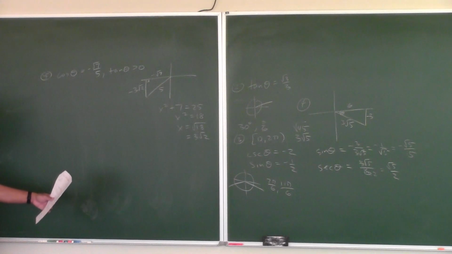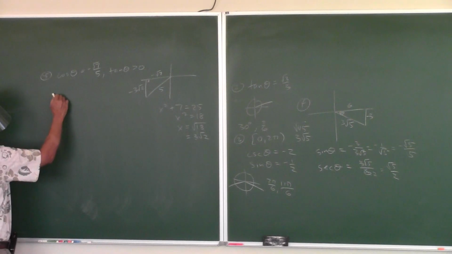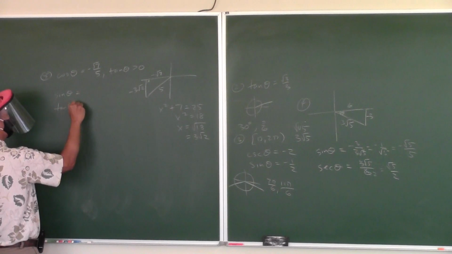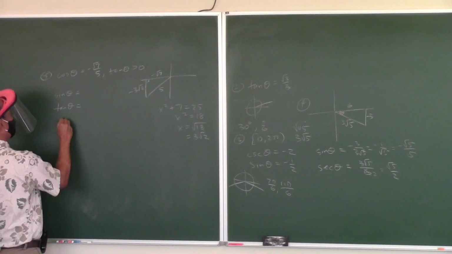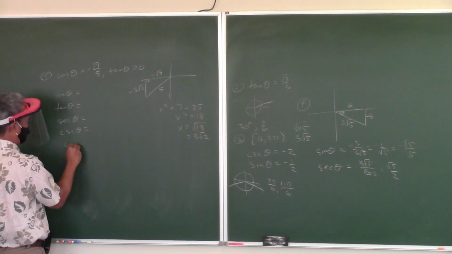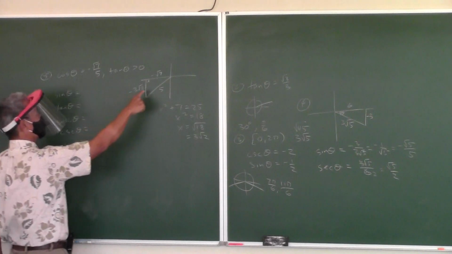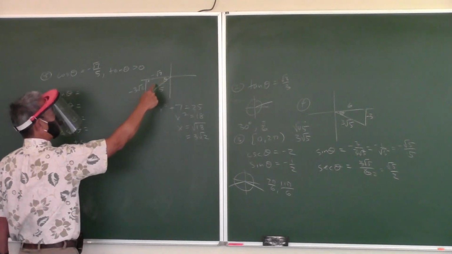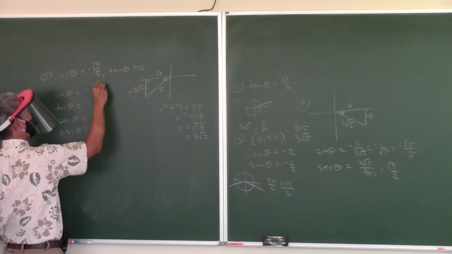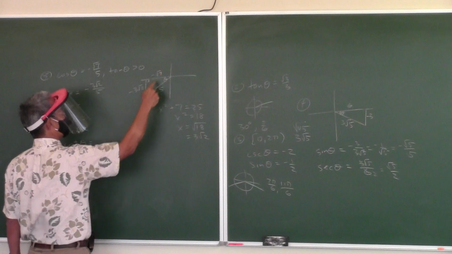What does it say to do? Find the values of the remaining 5. Okay, so what are the remaining 5? Sine, tangent, secant, cosecant, and cotangent. So just look at your picture. Sine is, okay, this is theta, yeah? Sine is opposite over hypotenuse. No need to reduce that. Tangent is opposite over adjacent.